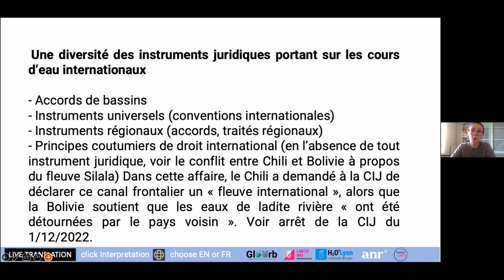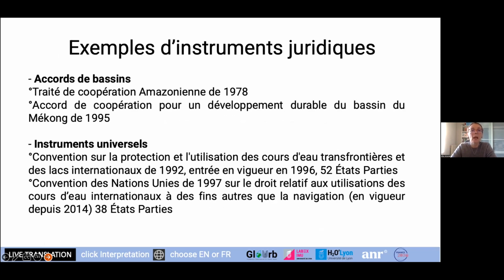And the question was to know whether, if you apply international law to an international river, could you apply it? And the International Court of Justice concluded that yes, it's an international river. And given that there was no treaty, then the customary principles of international law applied. There are also basin agreements.